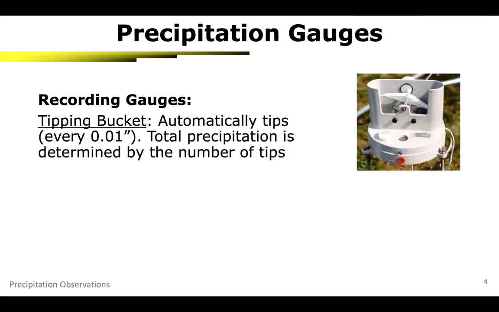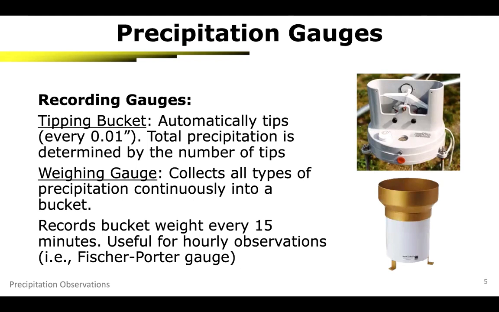The second type of gauge is a recording gauge. And so I'm going to talk about a couple of different varieties. The first and probably most common is called a tipping bucket. It automatically tips and counts for every 0.01 inch. And it basically calculates total precipitation by the total number of times it tips.